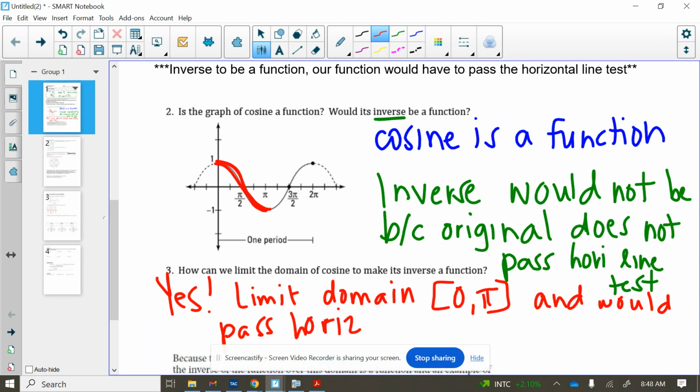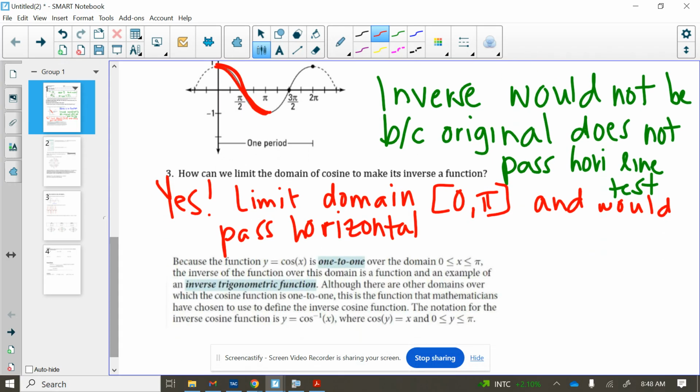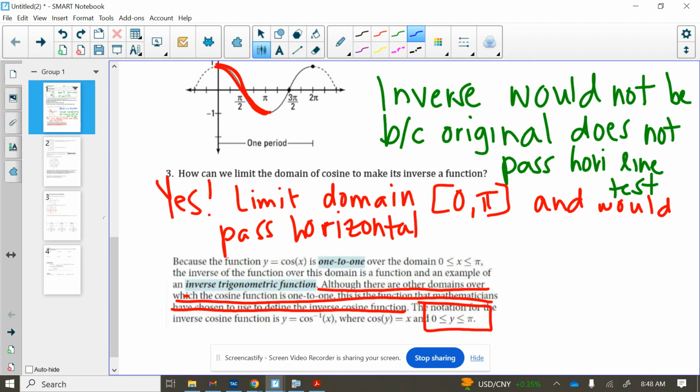Now, here's the thing. Do we have to limit this to just 0 to pi? Or could we have switched it to be a different spot? Sure. But in math land, we have mathematicians who decided that even though there are other places where this is one-to-one, we are just going to limit the cosine function to being between 0 and pi as our restricted domain.